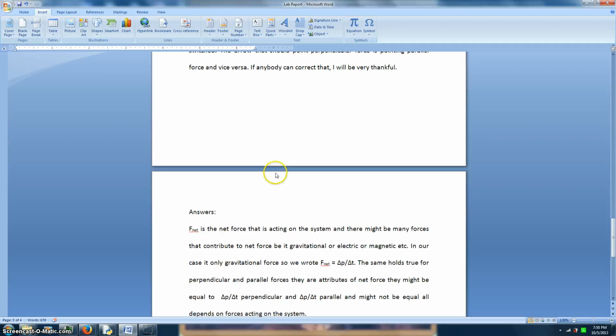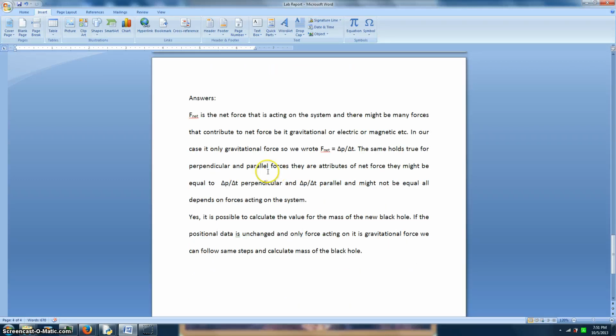And as per the discussion and questions, the net force is the net force that is acting on a system. Fnet is the net force that is acting on the system, and there might be many forces that contribute to that net force, be it gravitational or electric. In our case, that was only gravitational force, so we can write it as change in momentum by time.